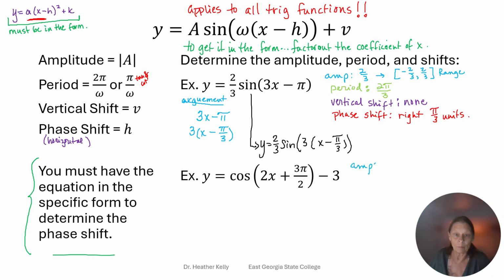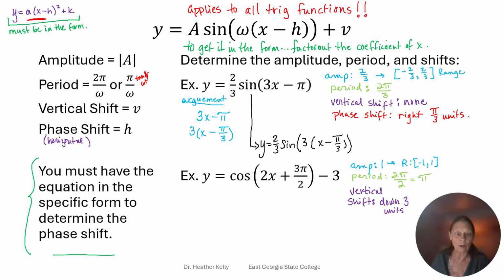Here our amplitude is 1, which means that our range is going to go from -1 to 1. Cool. Our period here is 2 pi divided by the number in front of the x, our omega, which is 2. So our period is just straight up pi. Vertical shift. We do have a vertical shift here, and it is down 3 units.